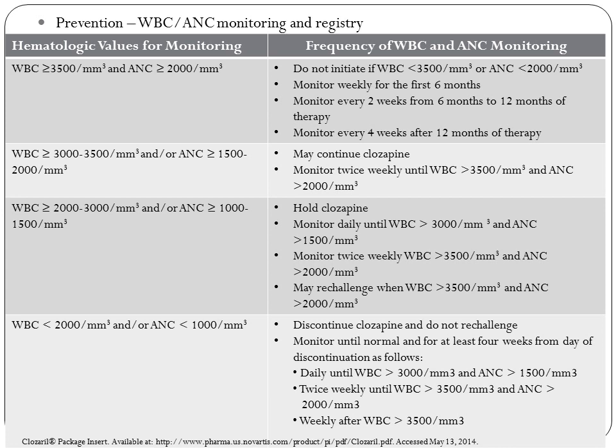Then from months 6 to 12, you'll check it every 2 weeks. And after 12 months of therapy, you have to check their WBC and ANC every 4 weeks. So even if they've been on the therapy for 10 years, you're still checking that blood count every 4 weeks. The rest of the chart kind of just shows you what to do based on if you get lower white blood cell counts or ANC numbers, and I don't need you to memorize any of that. Just want you to be familiar with how to initially monitor the WBC and ANC.